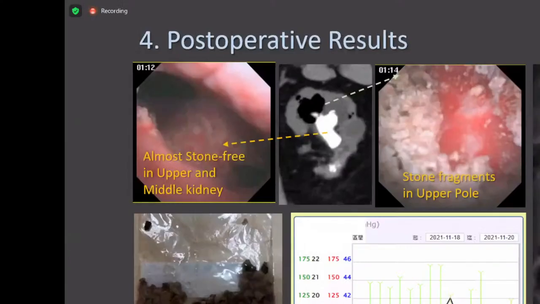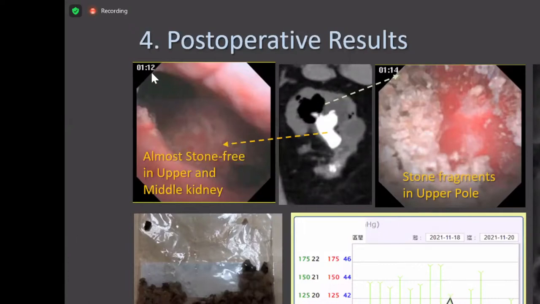So these are the post-operative results. We used about 300 times to finish this stone, just a little longer than most papers or my teacher suggests. But I think my drainage function is good, so I just wanted to do more. So I think the result is good.